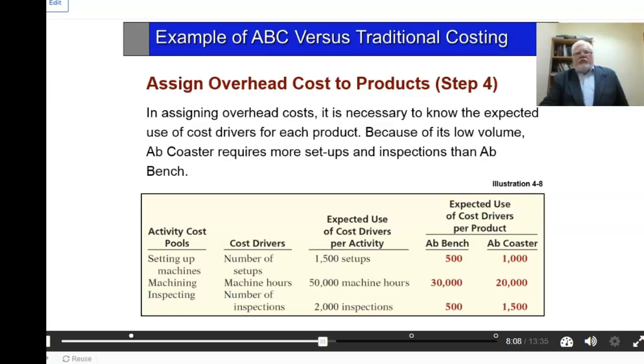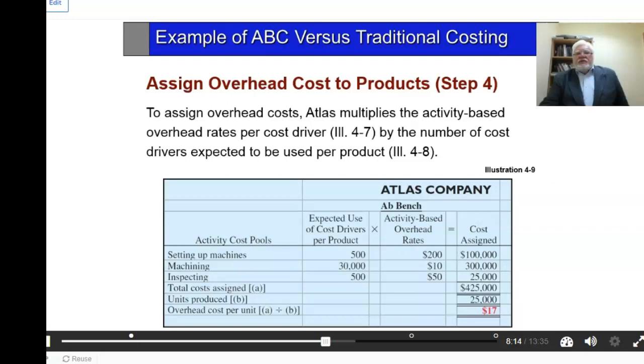Now, when I look at the bench, I allocate those costs back to the cost of the bench. And I assign 200 for every setup, 10 for every machine hour, and 30 for every inspection. And I have a total of 425,000 overhead costs that should be assigned to the bench. Of the 900, 425 goes to the bench. I divide through by the units produced, 25,000, and I get $17 per unit overhead rate.